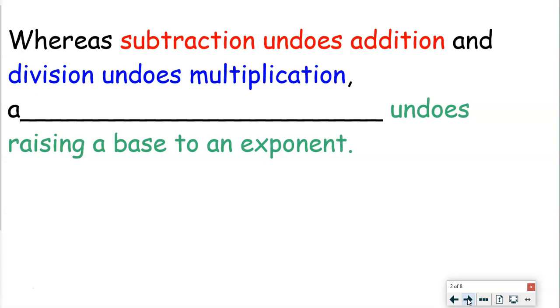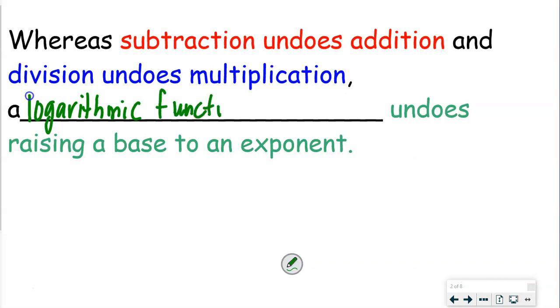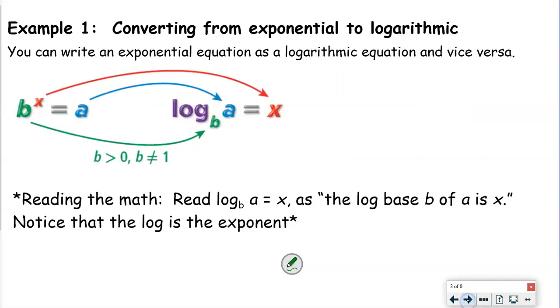undoes addition and division undoes multiplication, a logarithmic function undoes raising a base to an exponent. So we're going to write logarithmic function here. All right, so what does that mean? That means, when we're converting from an exponential to a logarithmic, you can write an exponential equation as a logarithmic equation and vice versa.